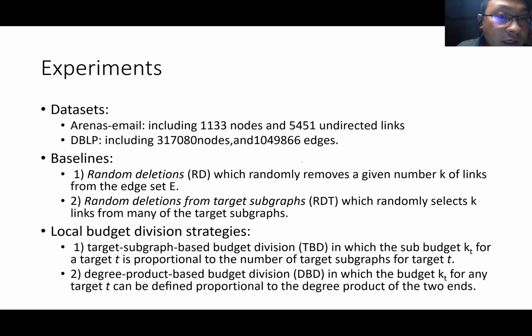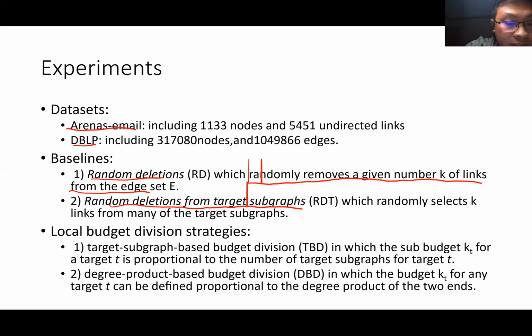Then we introduce the experiments in our work. We use two datasets, the Arenas email and DBLP. We designed two baselines. The first is random selection, which randomly removes a given number of k leaks from the edge set. The second is random deletion from the target subgraphs, which randomly selects k leaks from the target subgraphs. These two baselines are very simple.